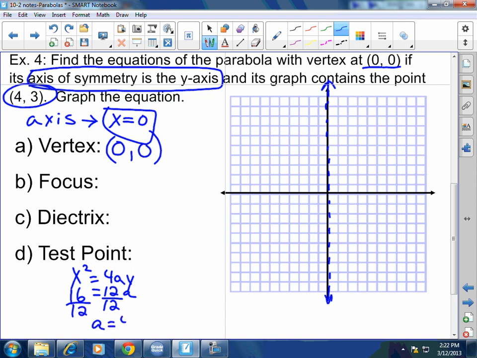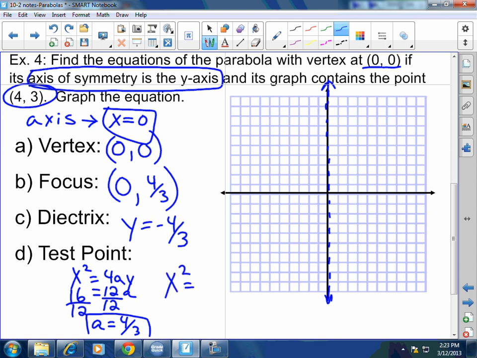A equals 4/3. So now that a equals 4/3, I can find my focus, because my focus is going to be h, k plus a, which is 4/3. My directrix will be a y equals, and that's going to be y equals k minus a, so that will be negative 4/3. So my equation is going to be x squared equals 4 times a, so that's 16/3 y. That's my equation. Let's graph it.